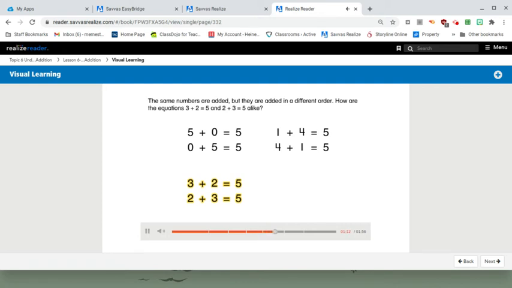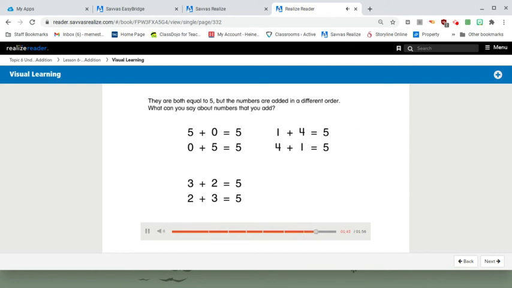How are the equations 3 plus 2 equals 5 and 2 plus 3 equals 5 alike? Both are equal to 5, but the numbers are added in a different order. How are the equations 4 plus 1 equals 5 and 1 plus 4 equals 5 alike? They are both equal to 5, but the numbers are added in a different order.